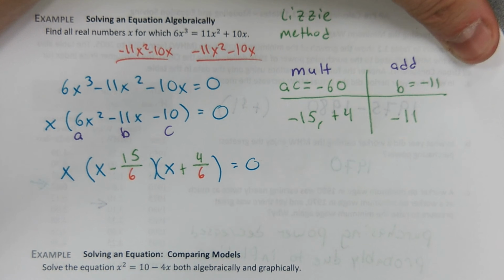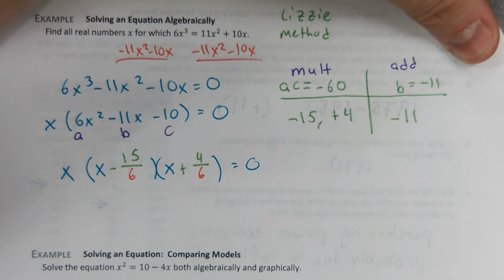I don't know slip and slide. I don't know how it works, and I think it's a ridiculous thing to say in a math class. It's called the Lizzie method. That's its name, you know.